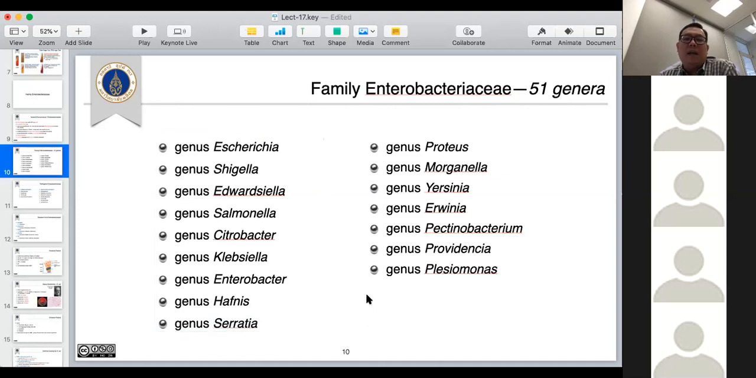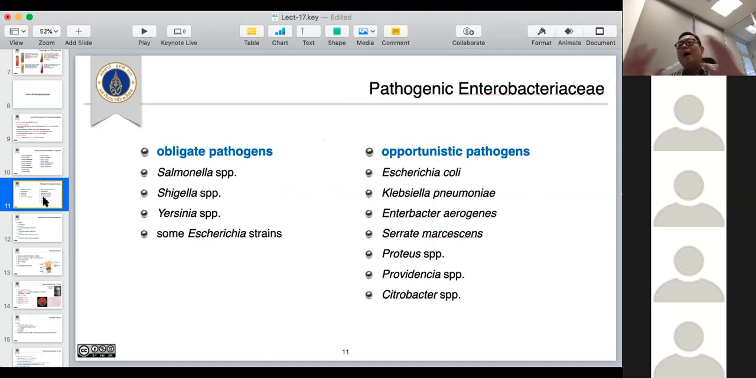Okay, Serratia, Proteus, something important, Yersinia important. Okay, if we divide genus or genera of Enterobacteriaceae into obligate pathogen and opportunistic pathogen, they can be both. Okay, obligate pathogen, they mainly attack human by pathogenesis. They cause pathogenesis. They are Salmonella, Shigella, Yersinia, and some strain of E.